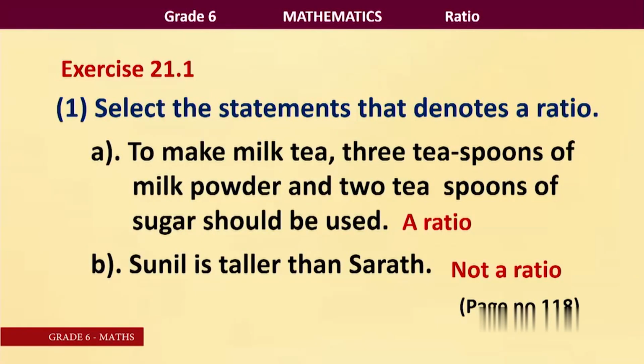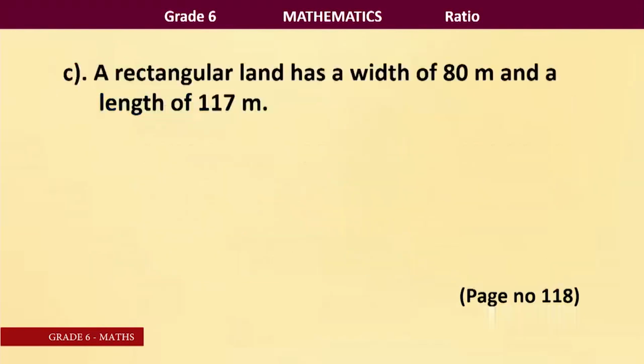Now, let us go to part C. Read it and select your answer. A rectangular land has a width of 80 meter and a length of 117 meter. Is it a ratio or not a ratio? We have numerical values, 80 meter and 117 meters. So we can write down the ratio. It is a ratio.